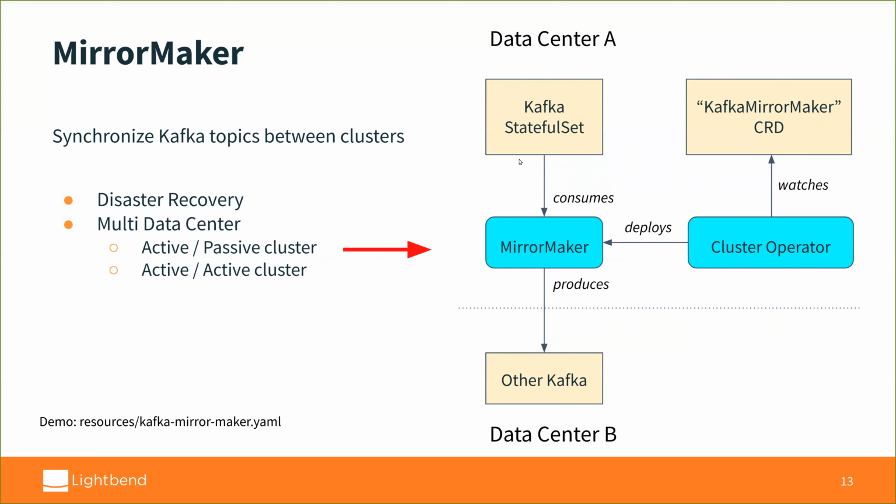So we have an example here of an active-passive cluster, which basically means that you have one cluster that can be produced to and consumed from, and then you have a secondary cluster that can only be consumed from. If you want to have active consumers and producers in both clusters, that requires an active-active setup, which is a lot more complicated. So I'm just showing the diagram for an active-passive setup. So what we would do is we would create the Mirror Maker custom resource. The cluster operator would watch for it and deploy it.